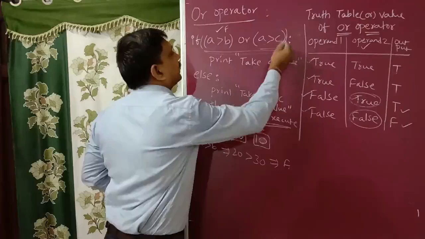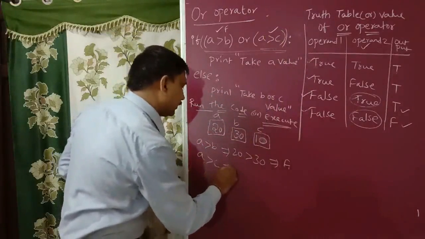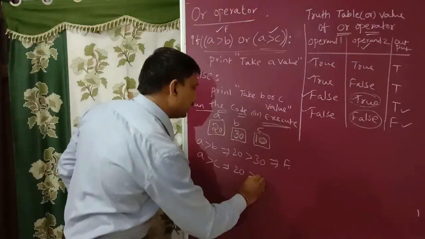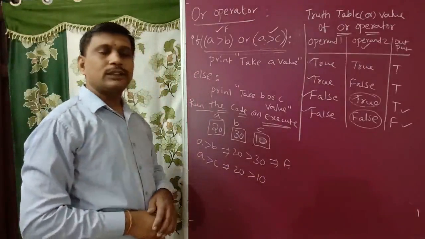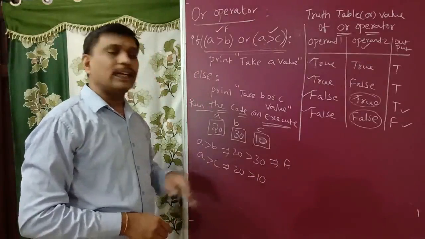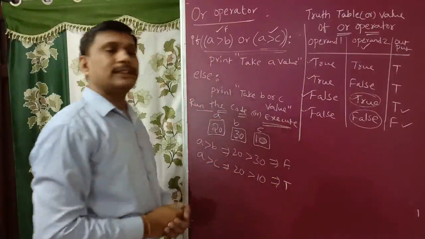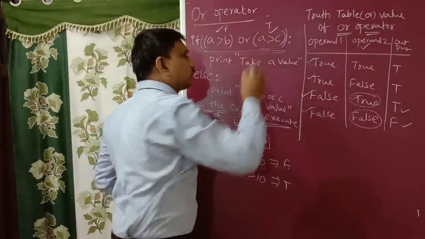See here, A is greater than C. We check this one. Here A is 20 and C is 10. So 10 is always less than 20, and 20 is always greater than 10. That's why it returns true. In this case, the first one evaluates to false and the second one evaluates to true.